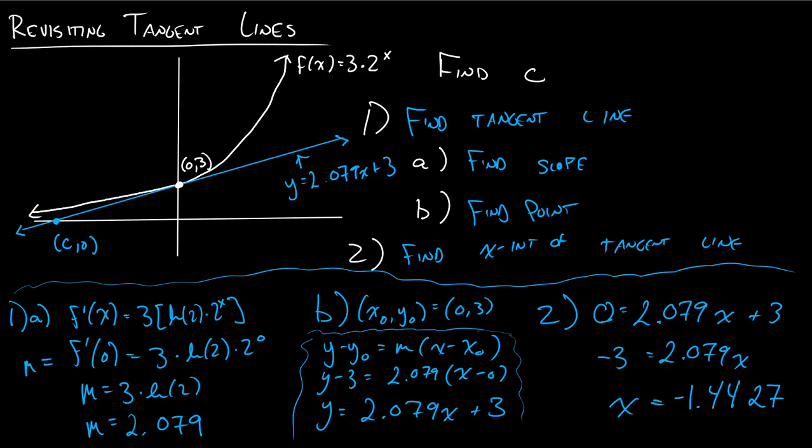So, big ideas. With this problem, you want to find the equation of the tangent line. And to do that, you do the same thing that we always do. Find the slope, and then find a point on your tangent line. And then you just want to find the x-intercept of the tangent line. You're just going to set y equal to 0 and solve for x.